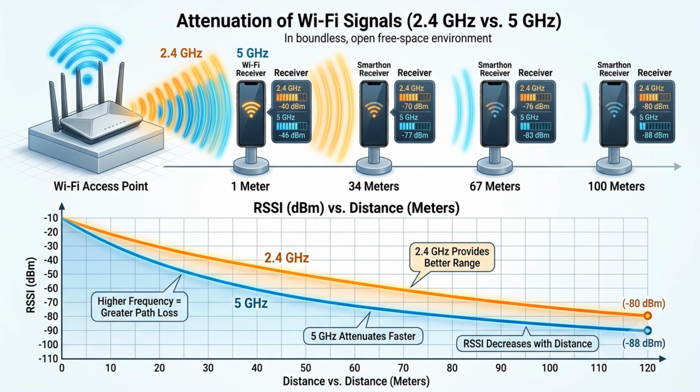For example, the RSSI at 1 meter for 2.4 GHz is minus 40 dBm, and for 5 GHz is minus 46 dBm. The RSSI at 34 meters for 2.4 GHz is minus 70 dBm, and for 5 GHz is minus 77 dBm. The RSSI at 67 meters for 2.4 GHz is minus 76 dBm, and for 5 GHz is minus 83 dBm. The RSSI at 100 meters for 2.4 GHz is minus 80 dBm, and for 5 GHz is minus 88 dBm. Higher the propagation loss is for the same distance.